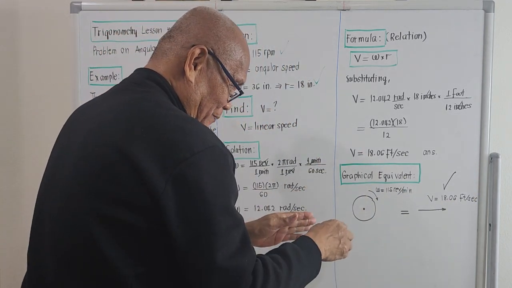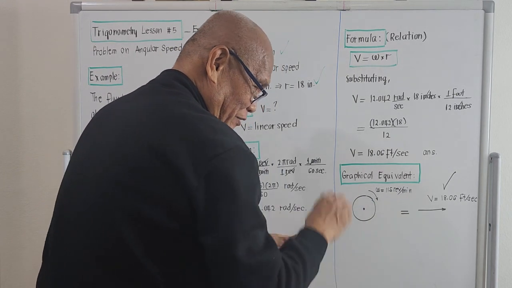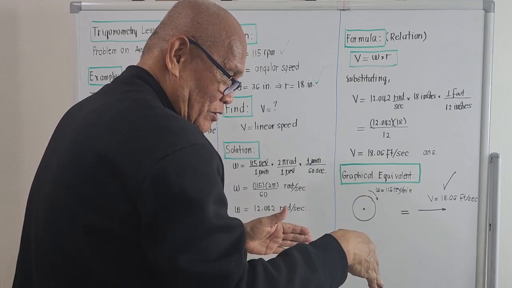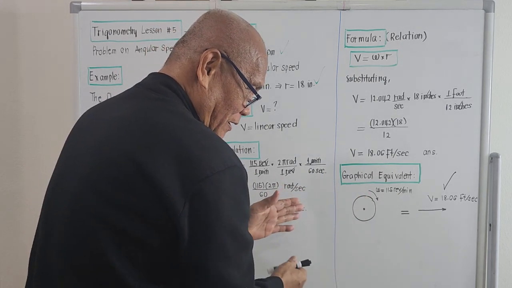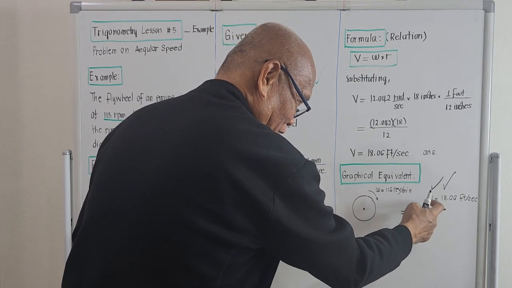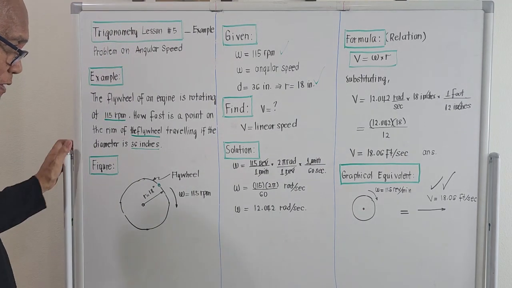As it rotates, the speed is actually 115 revolutions per minute. That's fast, right? Per minute, it's 115. Supposing this point here will run linearly, what will be the speed? The problem is asking what will be the speed. Okay, let's try to bring out the solution.